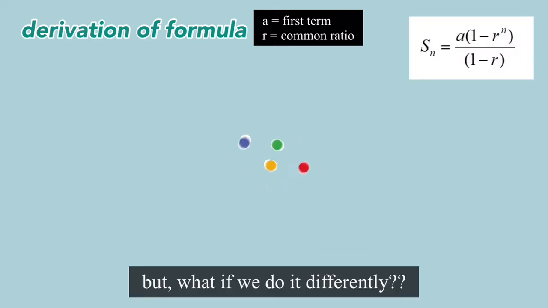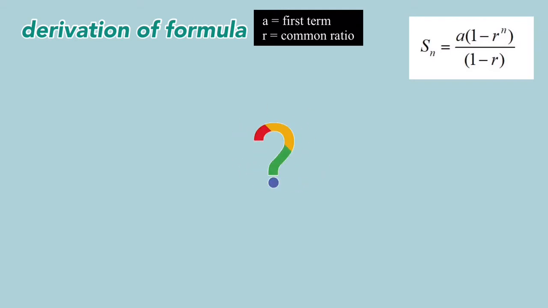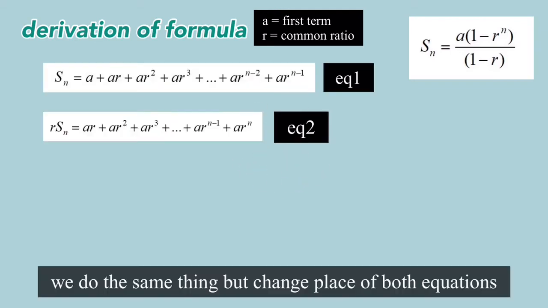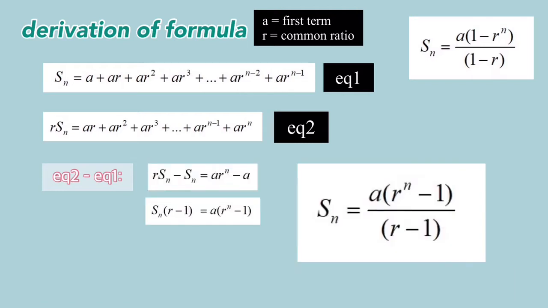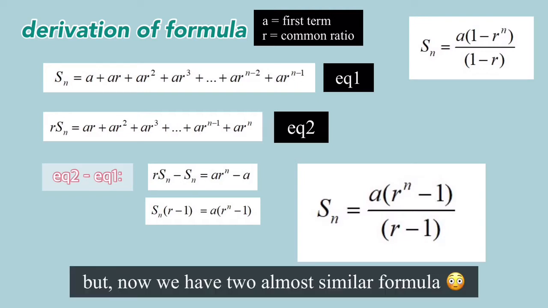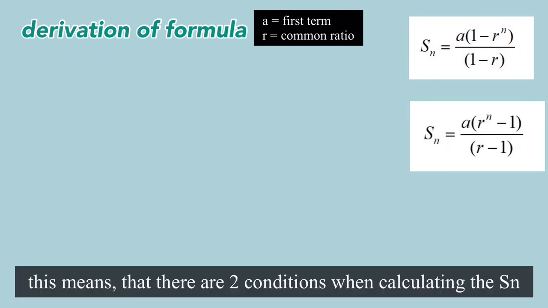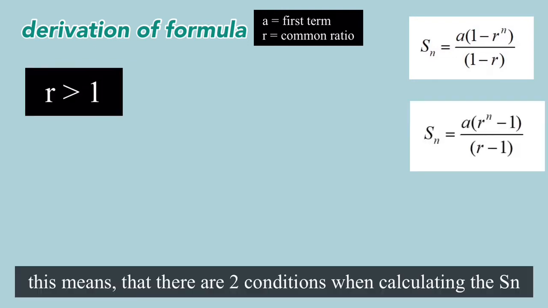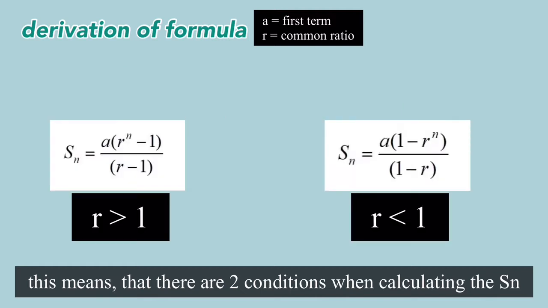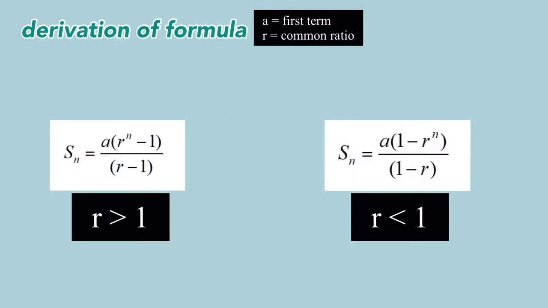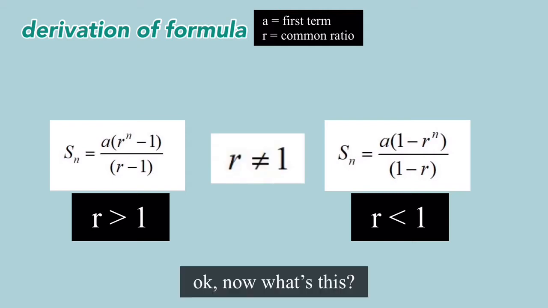But what if we do it differently? We do the same thing, but we change the place of both equations. But now, we have two almost similar formulas. This means that there are two conditions when calculating the sum of n terms. We got r is more than 1 and r is less than 1.